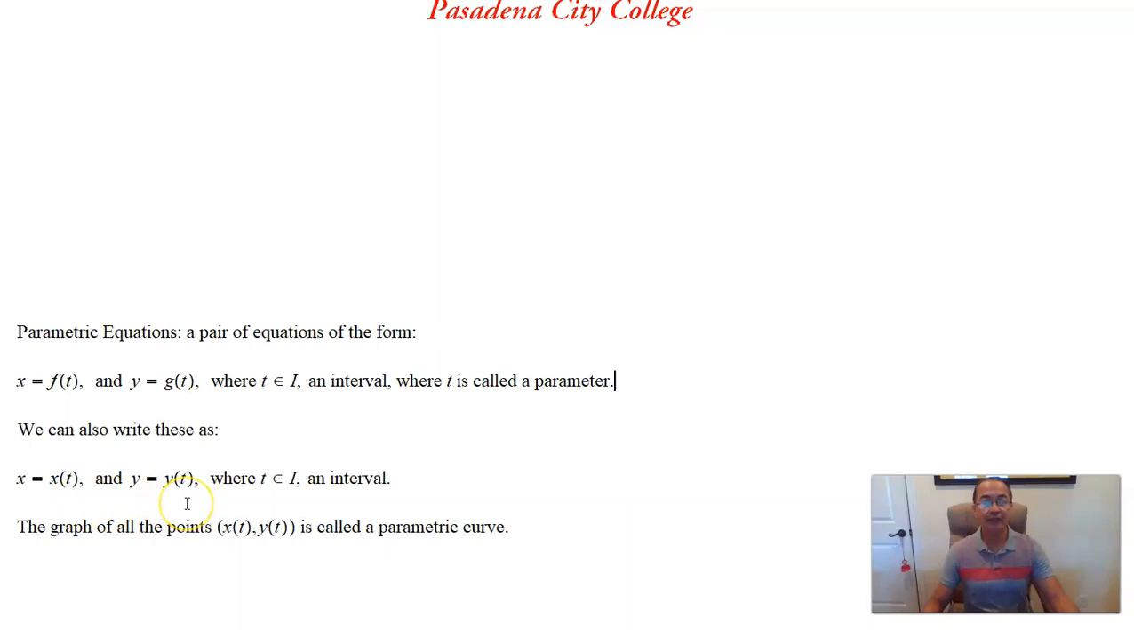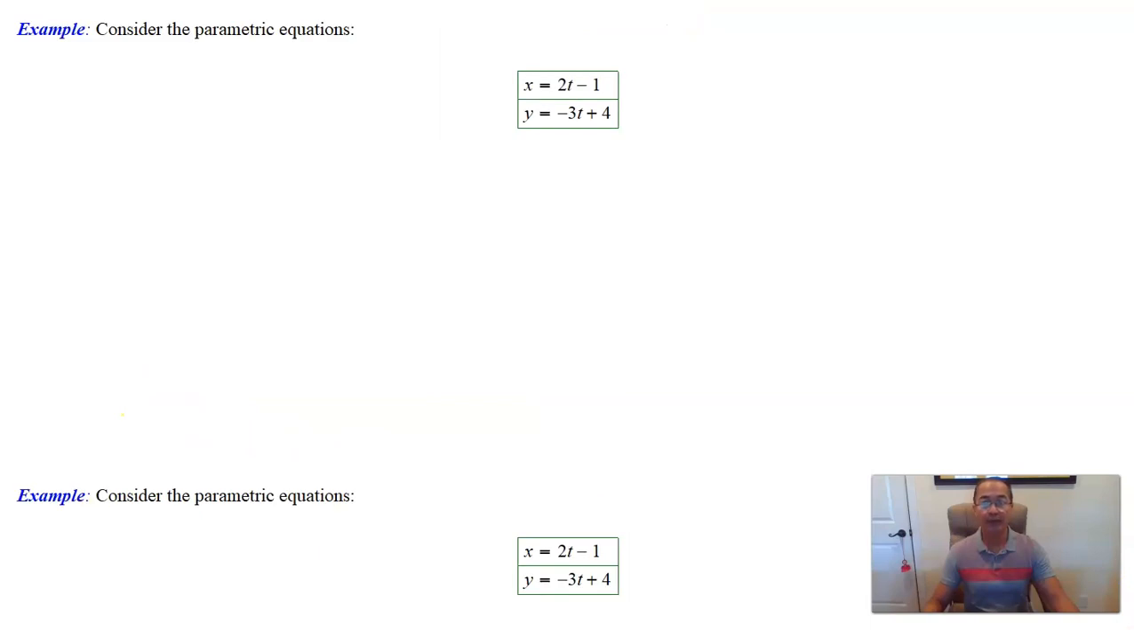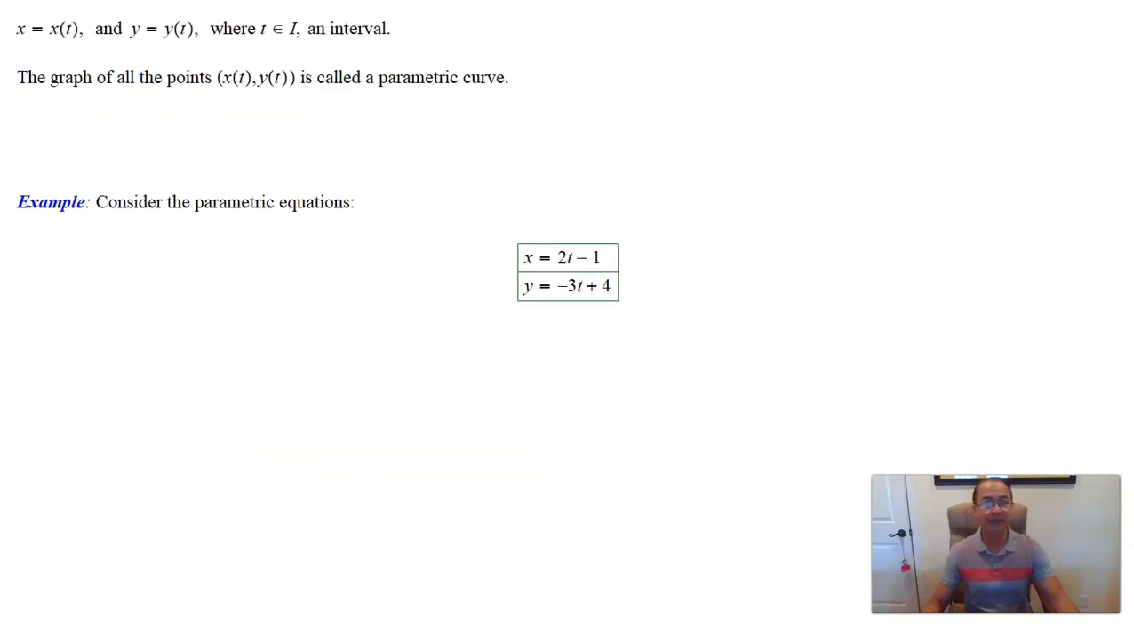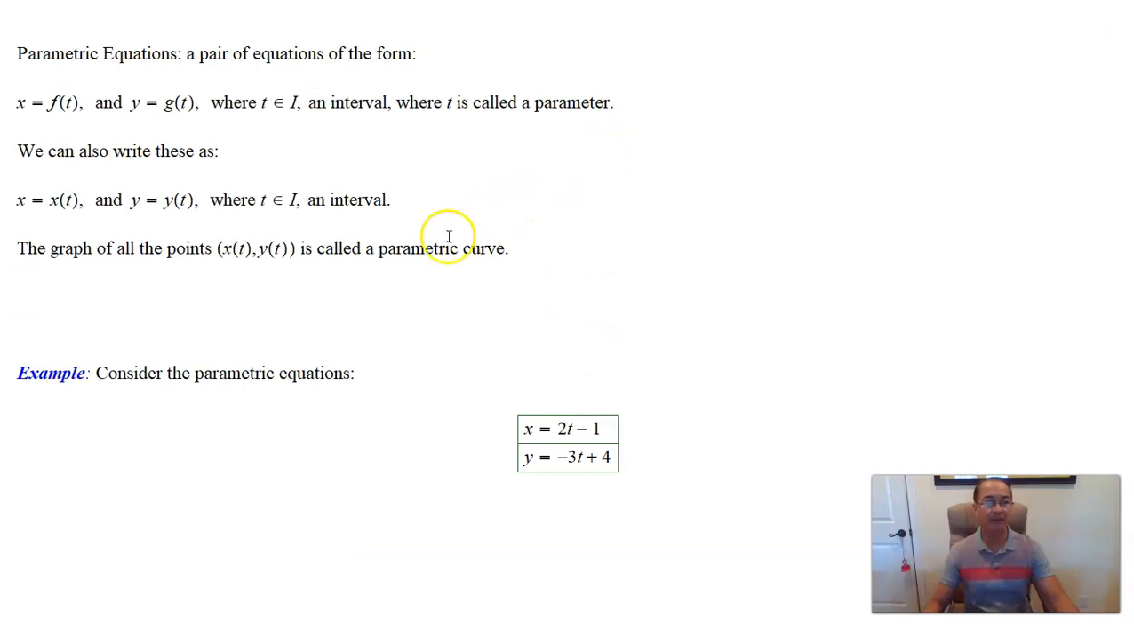This also looks more natural because in order to graph a parametric curve, we are going to plot all the points, x of t, y of t, on the plane, and we will get what is called a parametric curve.